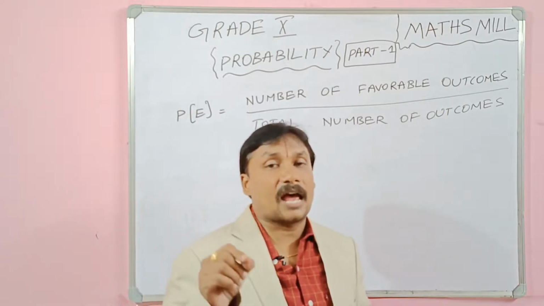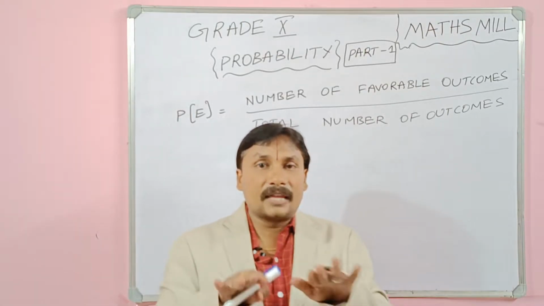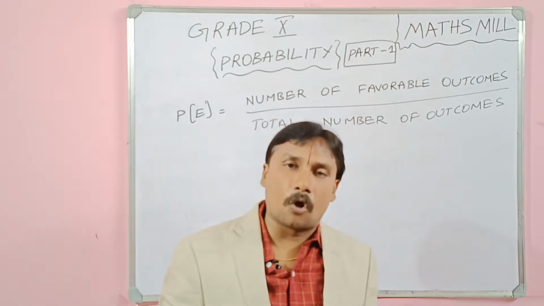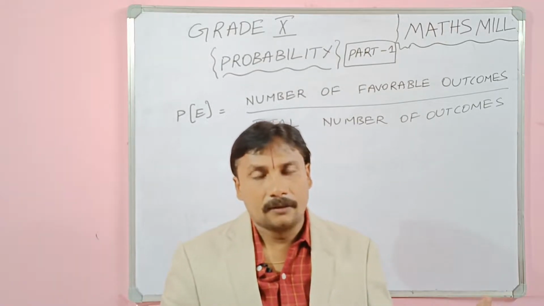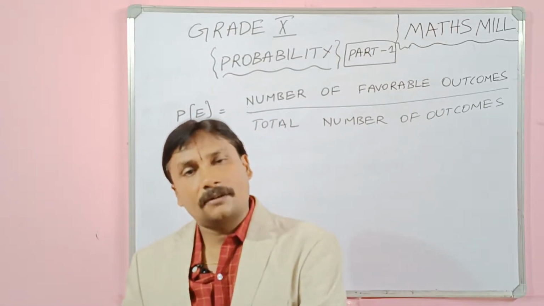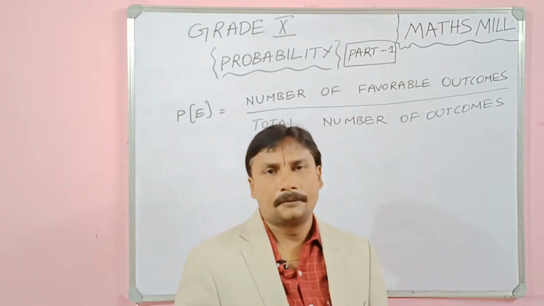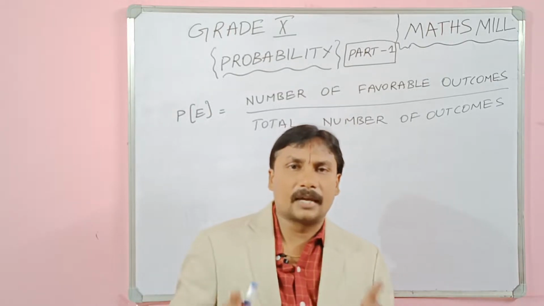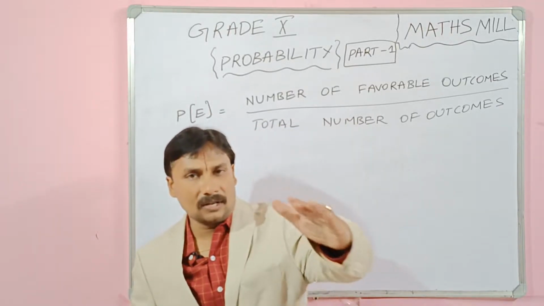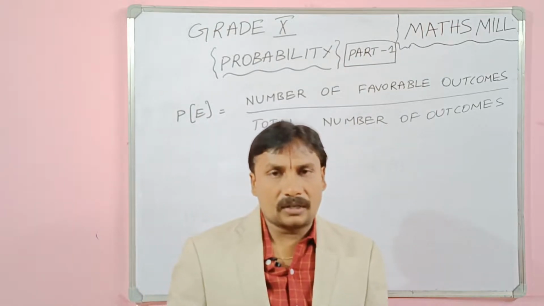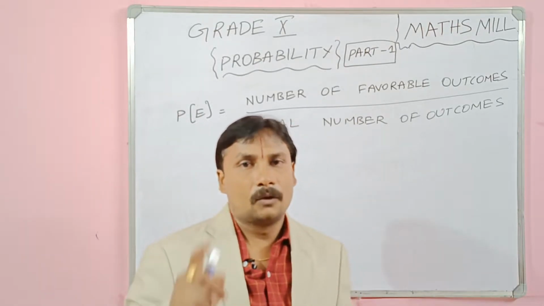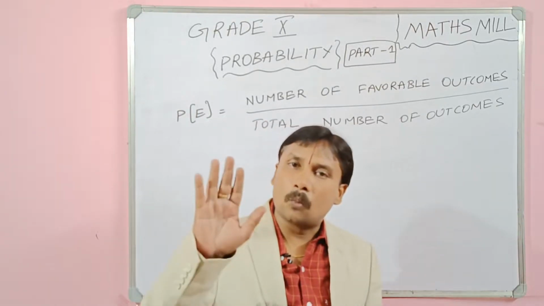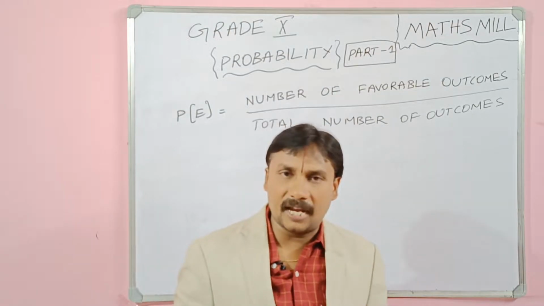One more point, the coin is unbiased. Unbiased means there is no bias. If you flip a coin, surely you will get either tail or head. Am I right? So how many total outcomes are there? There are 2 outcomes, and we get only one. So what is the probability of getting a head? 1 by 2. What is the probability of getting a tail? 1 by 2. Am I right?